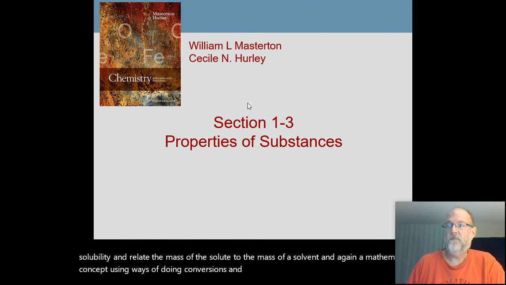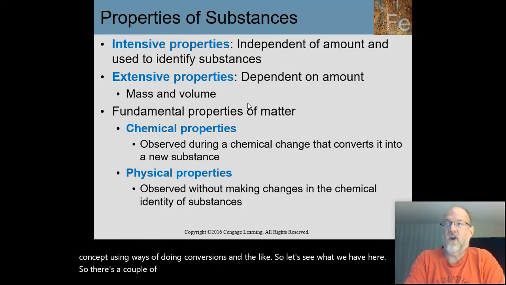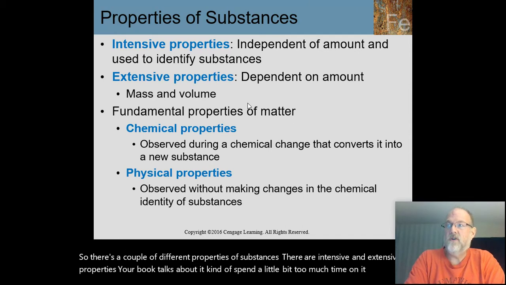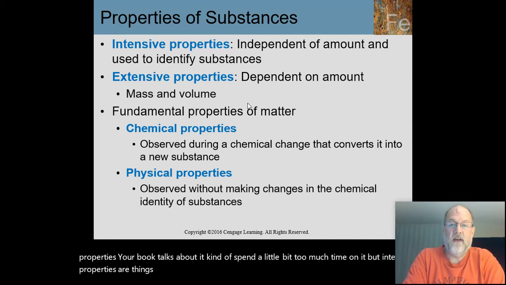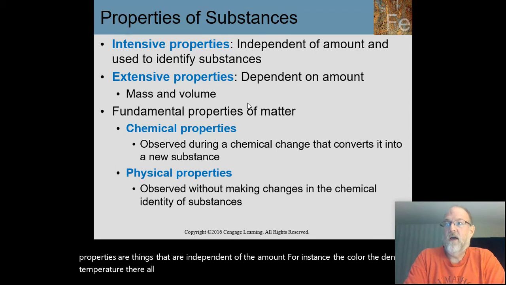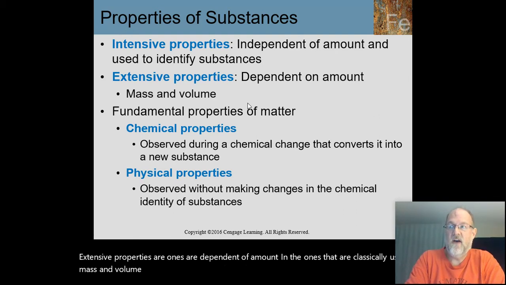So let's see what we have here. There's a couple different properties of substances. There are intensive and extensive properties. Your book talks about it. It kind of spends a little bit too much time on it, but intensive properties are things that are independent of the amount. For instance, the color, the density, the temperature, they're all independent of the amount. Extensive properties are ones that are dependent on an amount, and the ones that are classically used are mass and volume. Irony: mass is extensive, volume is extensive, but mass divided by volume is intensive.